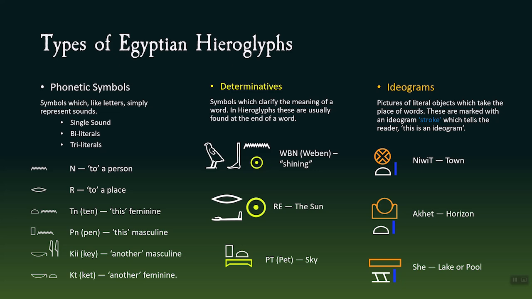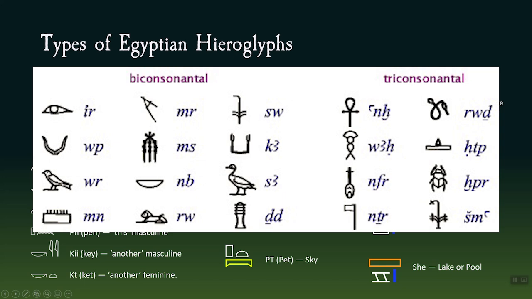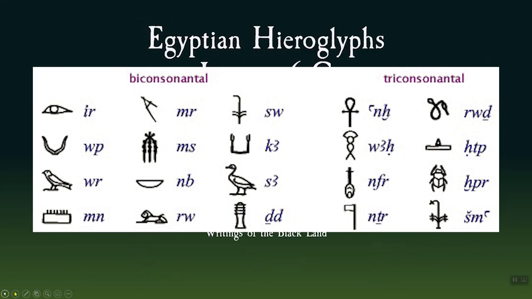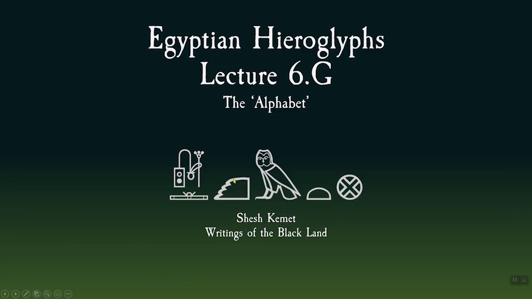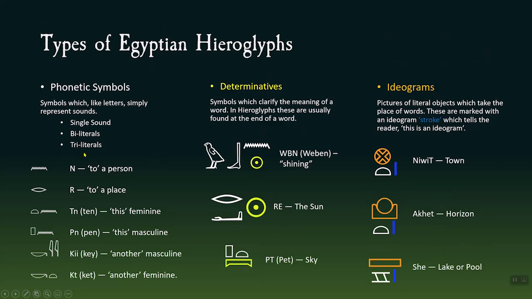In addition to that, we have what are called biliterals and triliterals. These are symbols which can contain two or perhaps even three different sounds. So for instance, we could go back and talk about this symbol right here. This is a crocodile skin, and it can represent two sounds, K-E, as in Kemet. So you've got two different sounds represented in this one symbol. There are also triliterals, where you have three sounds.